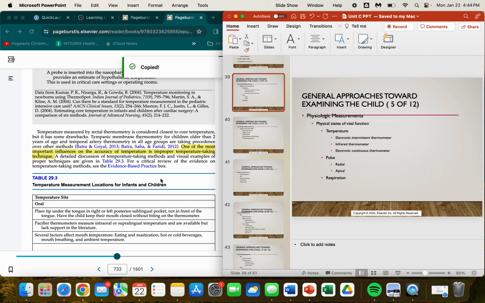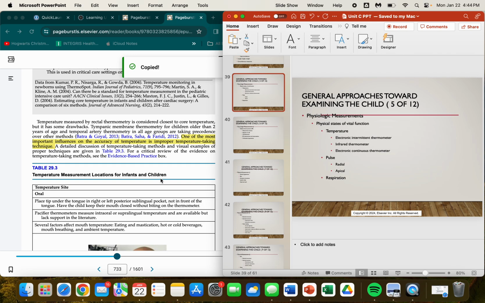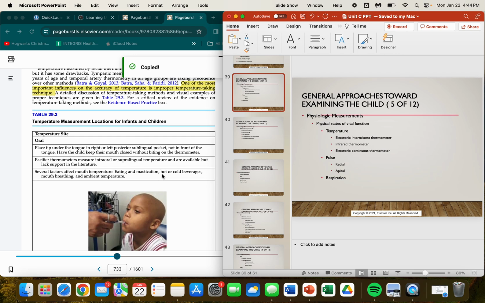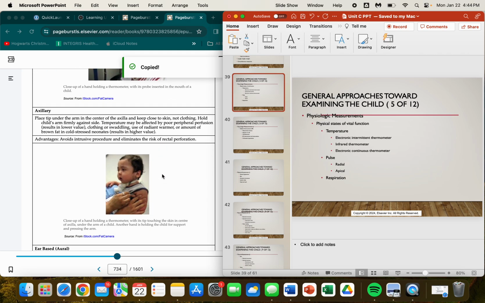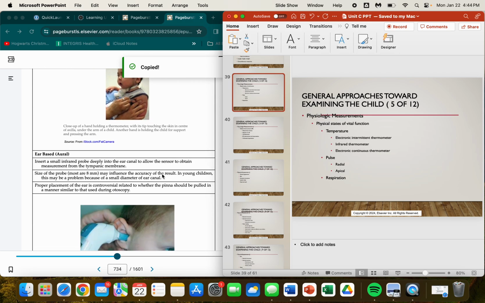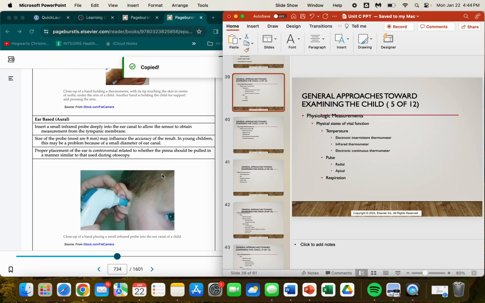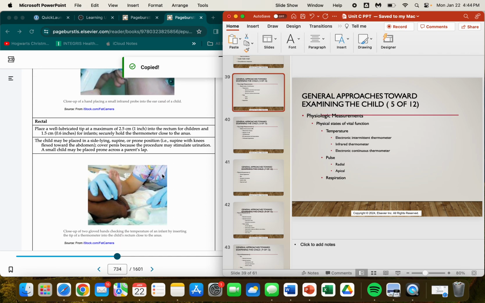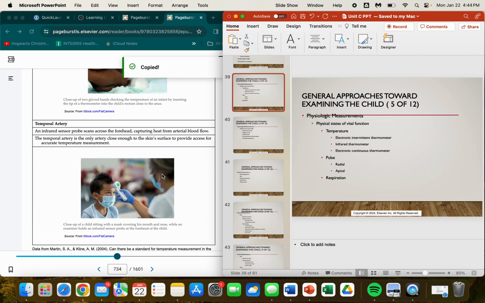So one of the most important influences on temperature is the technique. Obviously, we want to do that appropriately and make sure it's done right. If it's oral, make sure they haven't had anything cold or hot to drink, and put it under their tongue. These are very common sense: hold an axillary temp probe underneath an arm. If it's in the ear, make sure it's in the ear appropriately. Or if it's rectal, make sure that it's inserted appropriately. So make sure the technique is appropriate and right.